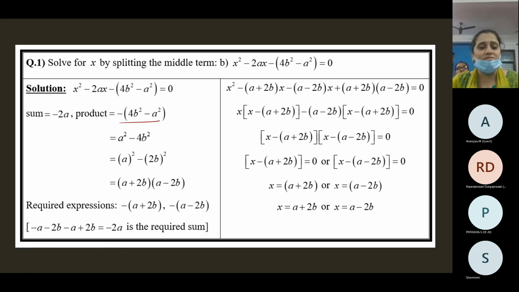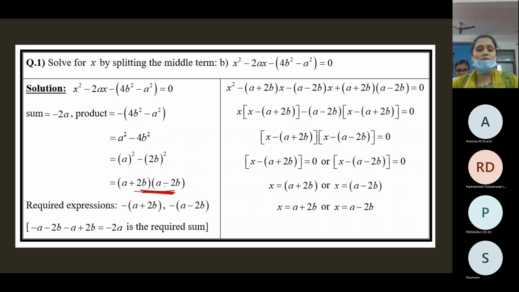when you apply the minus sign inside, this is a square minus 4b square, which can be written as a the whole square minus 2b the whole square. So how do you factorize that? x square minus y square is x plus y into x minus y. So these are the two expressions that will satisfy the product, but not the sum. So you'll have to fix the signs now.